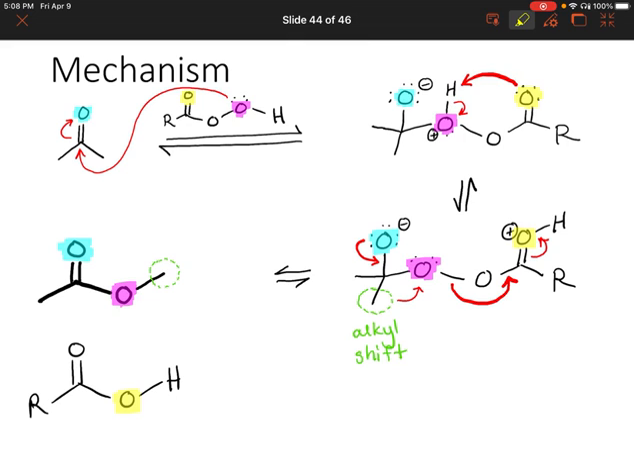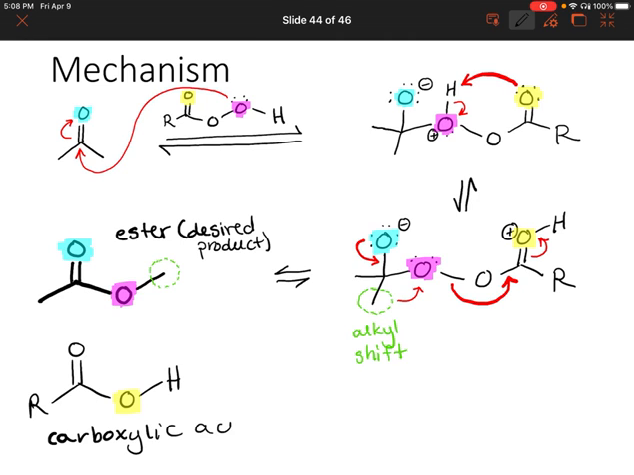Now, you might be wondering, okay, we have a mixture of products here. So what are we supposed to do with this mixture? Well, we have an ester up above, and that's our desired product. And then we have a carboxylic acid as a byproduct. And luckily, we can just remove the carboxylic acid using aqueous extraction.